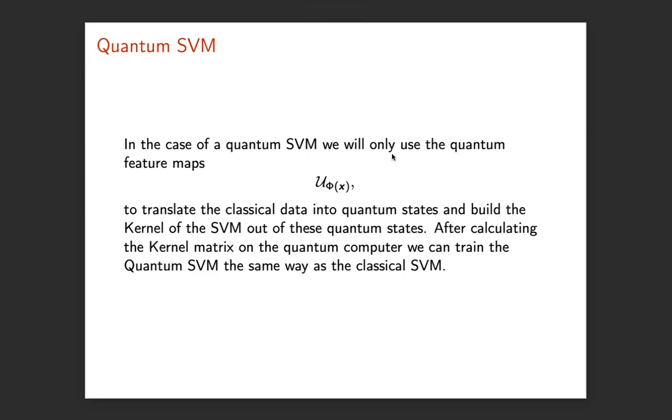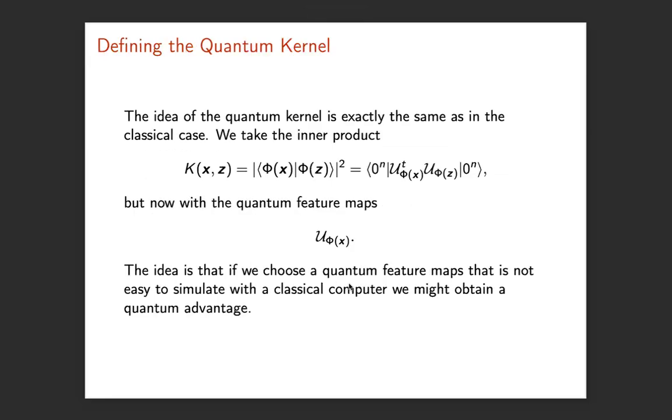So typically, you would only use the quantum feature map to translate the classical data into quantum states. And then you will build a kernel of the support vector machines out of these quantum states. And after you calculated the kernel matrix on a quantum computer, you would then train the quantum SVM the same way as the classical support vector machines.